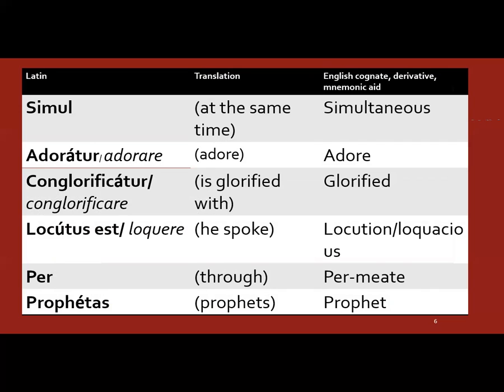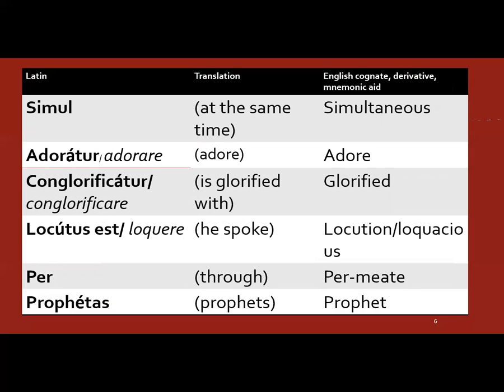That's another passive. And then we say locutus est. Locutus est. That's a passive form. It's an active meaning. It's an unusual kind of word. It's called a deponent. You don't need to know any of this. But locutus est. He spoke. Our word locution comes from this, and our word loquacious comes from this. The loquacious person is a person who talks a lot.